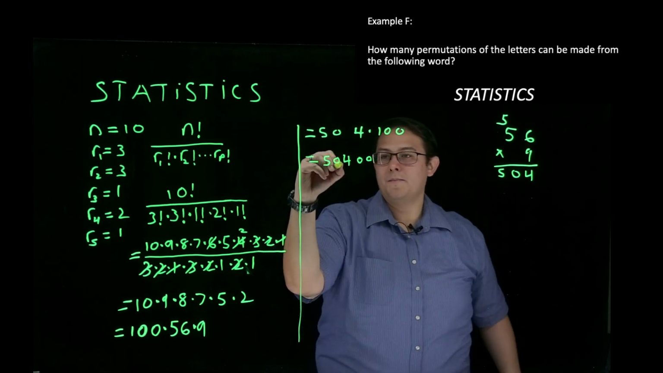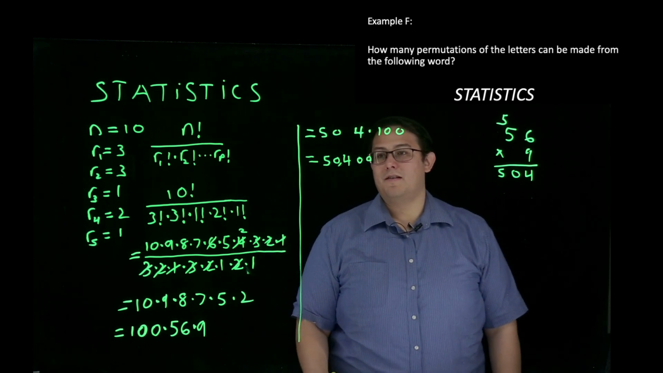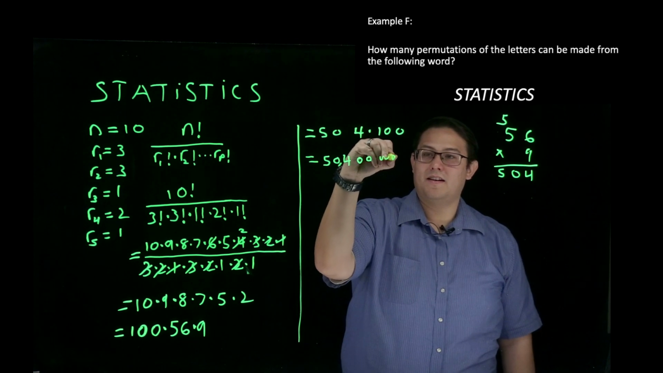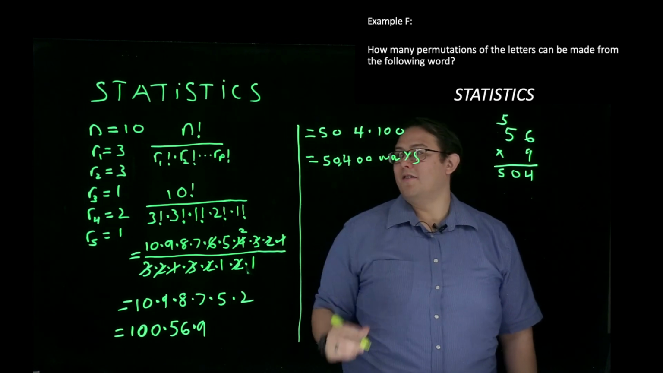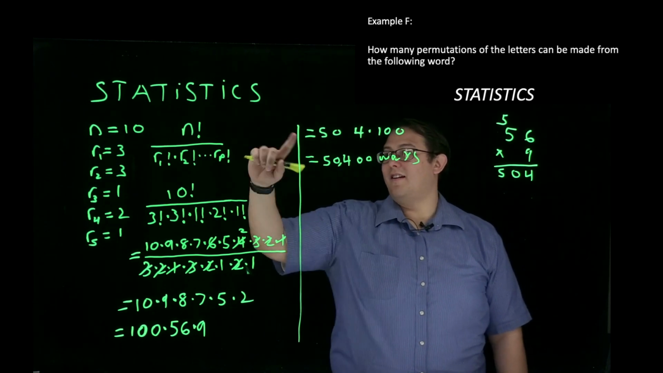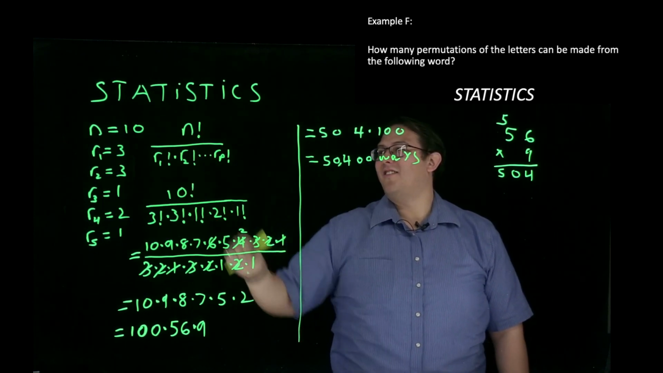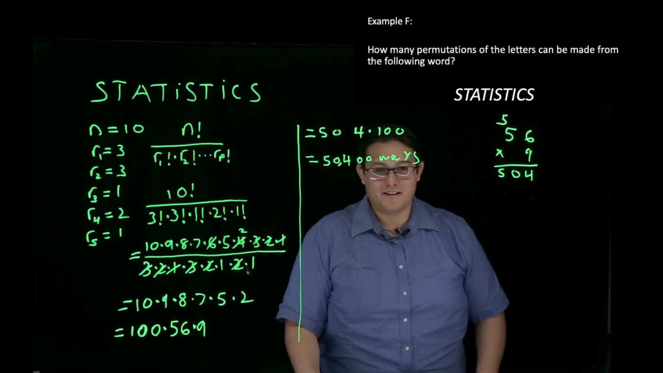Okay. So there are 50,400 different ways. Ways to do what? To rearrange the letters in statistics. Seems like a lot of ways to rearrange a small amount of letters, right? Yeah. Okay.